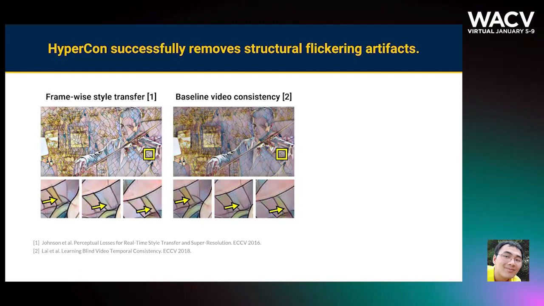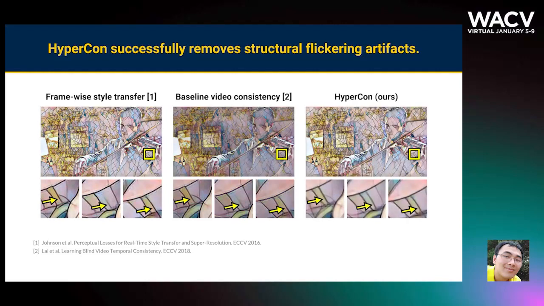We found that the baseline has a hard time removing structural flickering artifacts like edges, which you can see here by the line near the arrows disappearing and reappearing. It also distorts the stylized video by darkening the overall color profile. On the other hand, our method successfully reduces structural flickering by producing a consistent line across frames without darkening any colors.